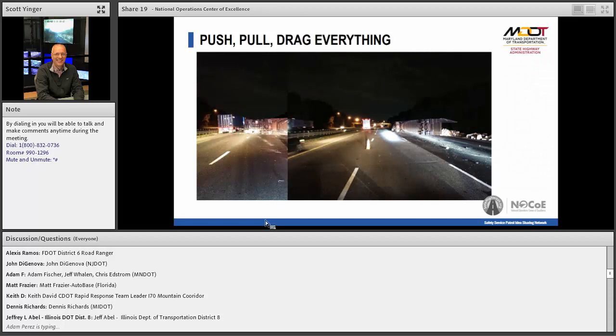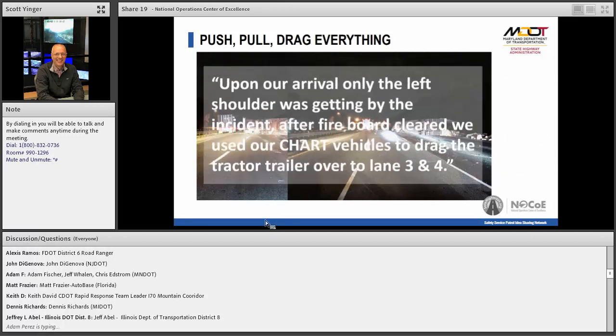You can click again. And this is what the driver wrote in his email about what he was able to accomplish: that they were able to drag the vehicle using the CHART vehicles and drag it over into lane 3 and the right shoulder in order to get lanes 1 and 2 by. You can go ahead and click again.